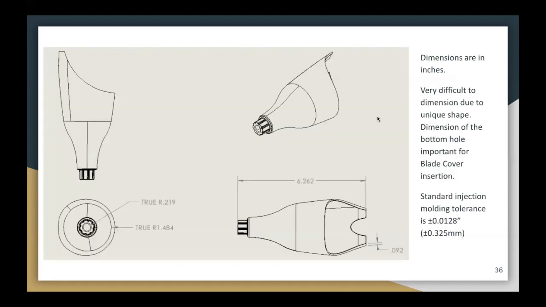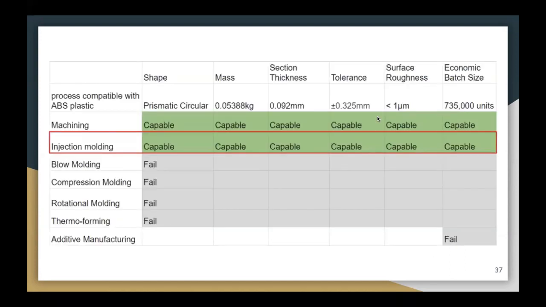Here we have that new part with the critical dimensions, and a standard injection molding tolerance is about 0.325 millimeters. Here we have the process selection table again, based on the same components in the table and the ABS plastic. We decided machining and injection molding are able to achieve the manufacturing of this new part. And again, we have decided to go with injection molding. Next, Jonathan will take you into design for manufacturing.